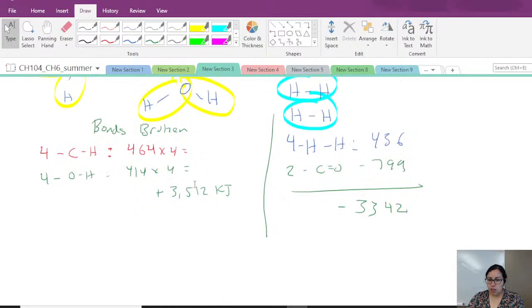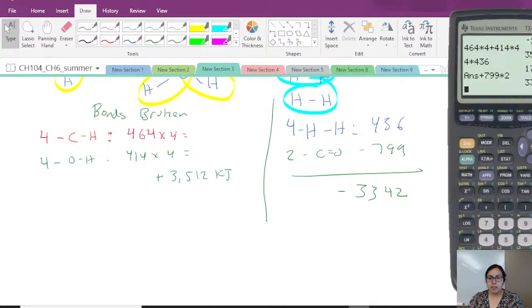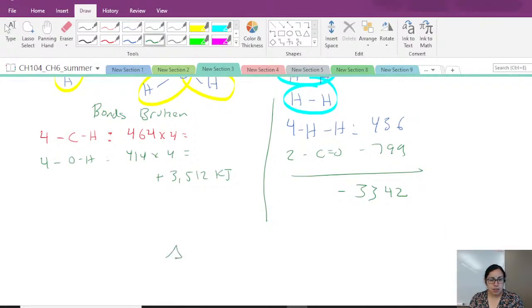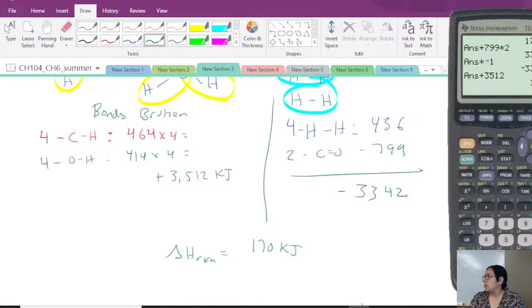And so it looks like overall this reaction is going to be endothermic, right? It requires energy. So now we'll add them. So I made my bonds formed negative, since that's formally negative, plus 5,3,5,1,2. So I get a delta H of our reaction of 170 kilojoules. Is that what other people got?